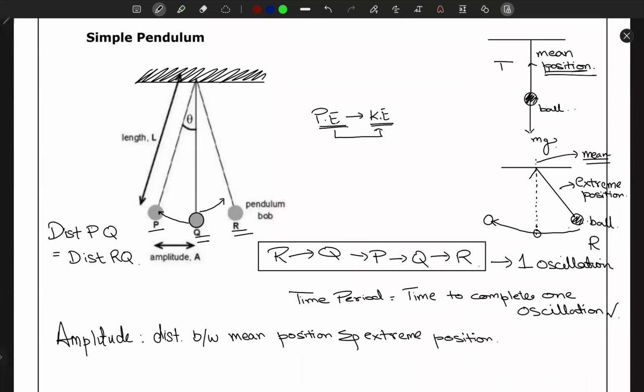So that really just means it is either this distance from Q to R. I have written those up over here. It could be RQ, this distance, or it could be PQ, any one of those distances. It really is the distance that the bob moves from its mean position to the extreme position.